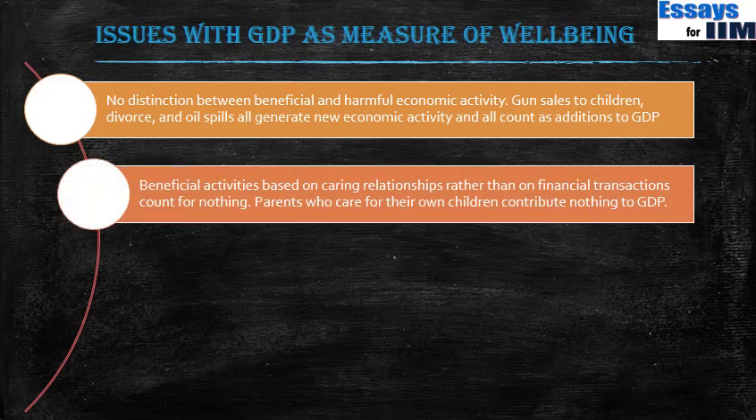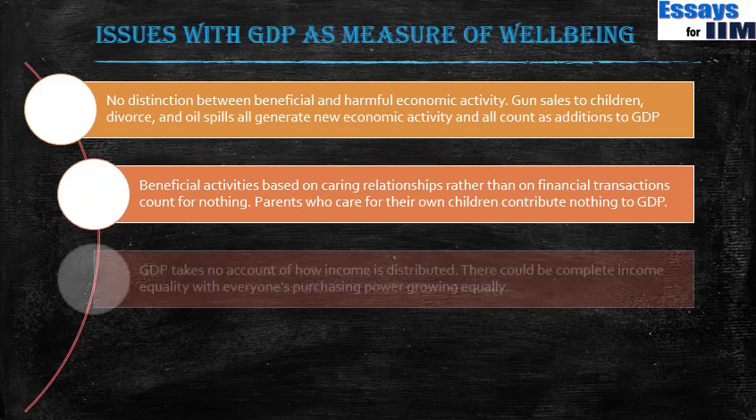Similarly, there are many beneficial activities based on basically love, care, etc., which are not financial transactions, which do not contribute anything towards GDP. For example, parents who take care of their own children contribute nothing to GDP. If your mother is taking care of you, then it is not counted as part of the GDP. But if you have a babysitter to take care of a child, then that is taken into account as GDP. Which is obviously very dichotomous, because the mother is doing exactly the same job, but because we're not paying her money directly, it counts for nothing.